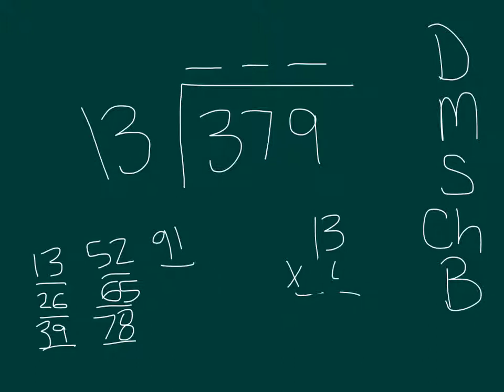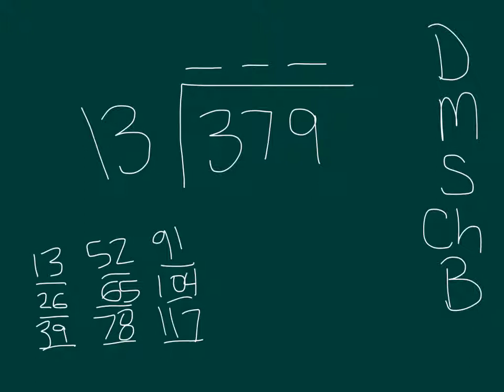13 times 8, 16, 24, 4, carry your 2, 8, 9, 10, 104. And lastly, 13 times 9, 117. Now, this leaves the fun part of division just to go through my steps because I now have my facts.